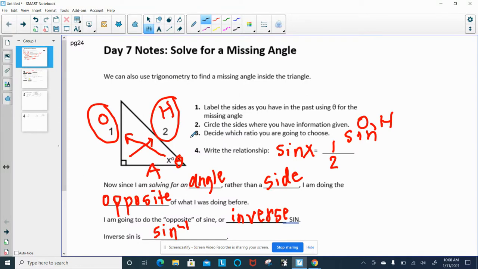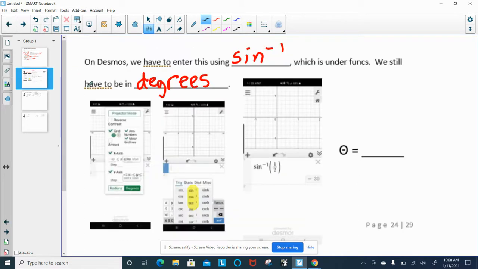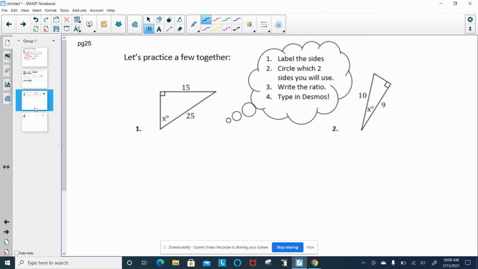Now, where'd the 1/2 come from? That's this right here, the 1/2. So theta equals 30 degrees. And these are actually a lot simpler than what we did the past couple of days because we won't ever have to do that cross multiplying. Let's try a couple.